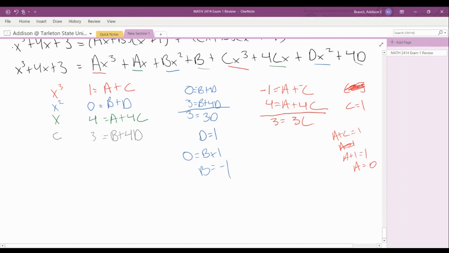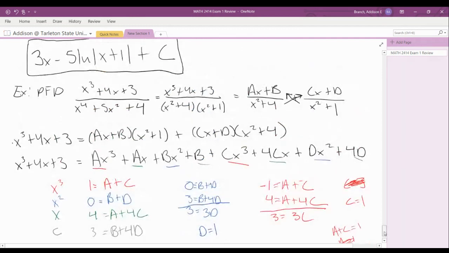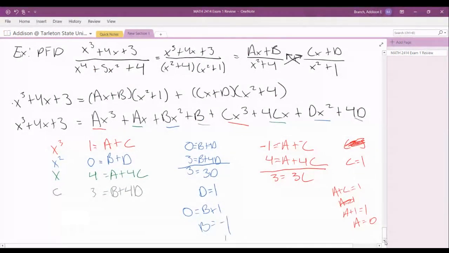So now that we have all of our coefficients, we can scroll back up, look and see what each was attached to, and just plug it in, and we'll have our decomposition. So we can now say that a is 0, b is -1, so we have -1 over x squared plus 4, plus, we know c is 1, so x, and d is 1, plus 1 over x squared plus 1. We're not going to bother with integrating that. We're just going to break it down.